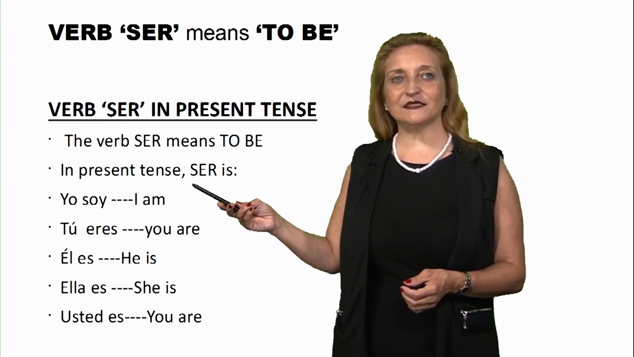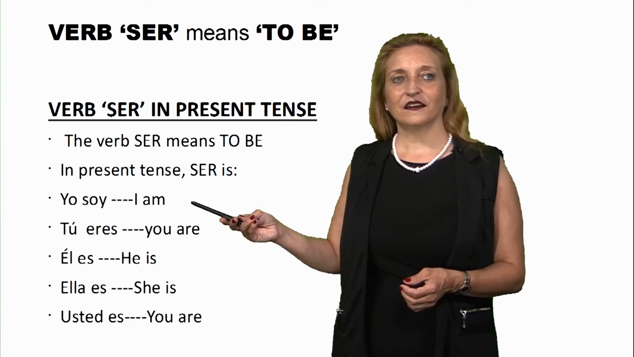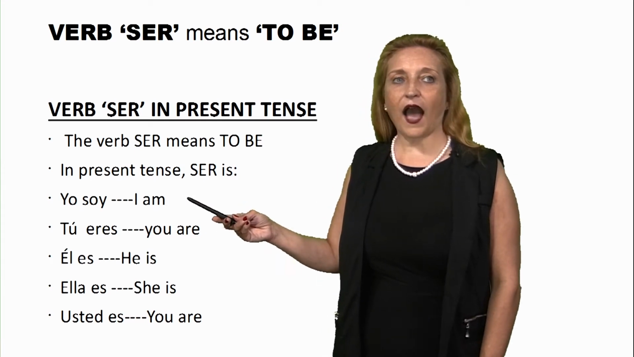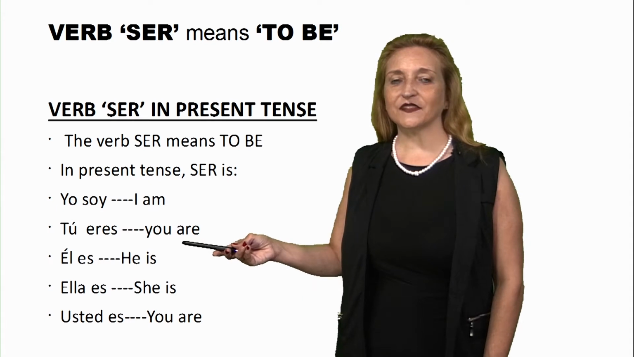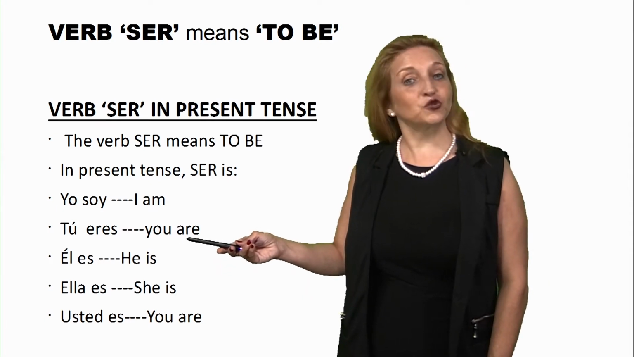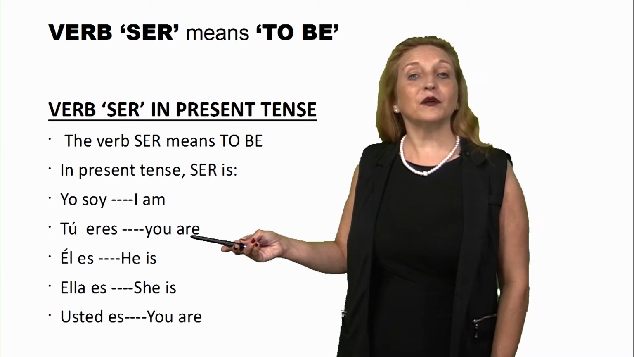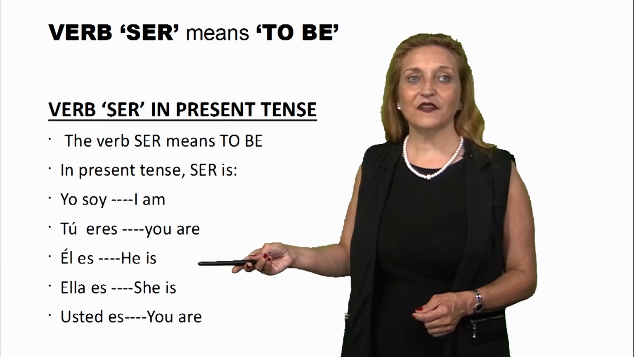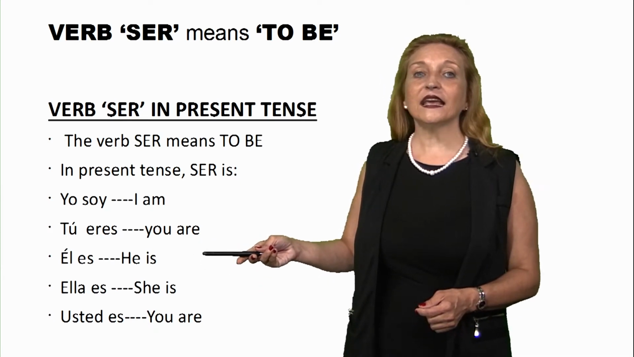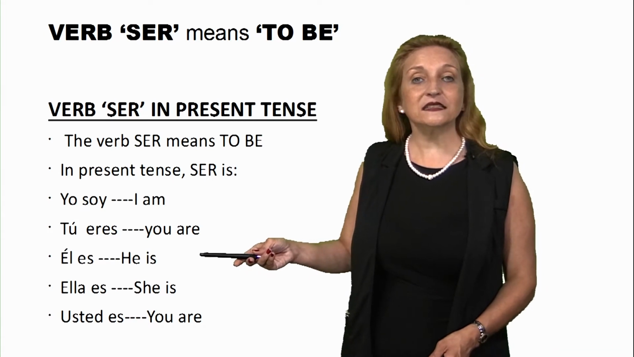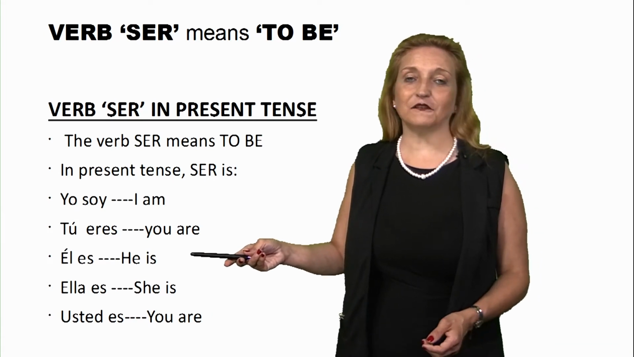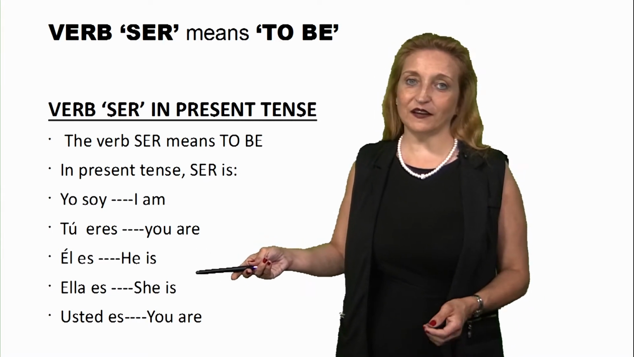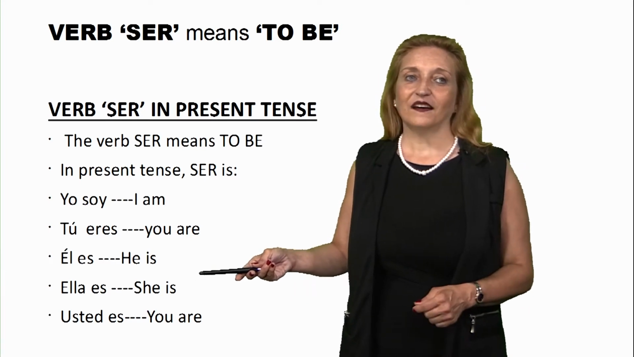Okay, in present tense, verb ser is yo soy, I am. You can see, yo soy is I am. Tú eres is you are. Remember, tú is you informal in singular. Just explain, okay? Él es, he is. Él is for men, for boys, in masculine and singular. Ella is for women, for girls, little girls, feminine.